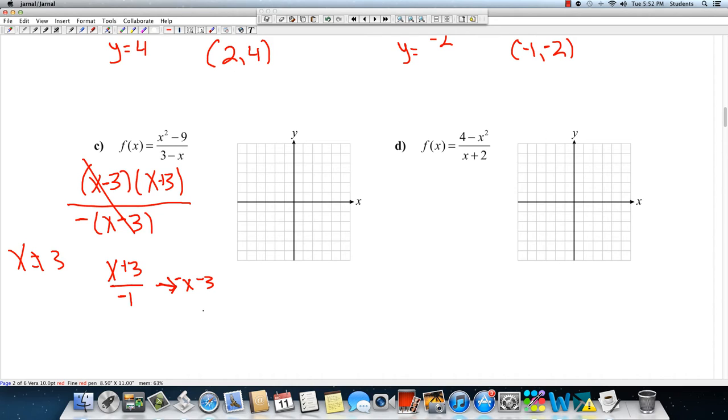So when we plug 3 back into that, we get a value of negative 6, making the point for our hole at 3 and negative 6. So we'll put that on our graph here, and we'll start our graph at negative 3, and it will look something like this.